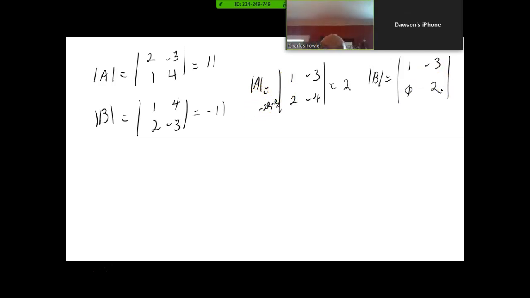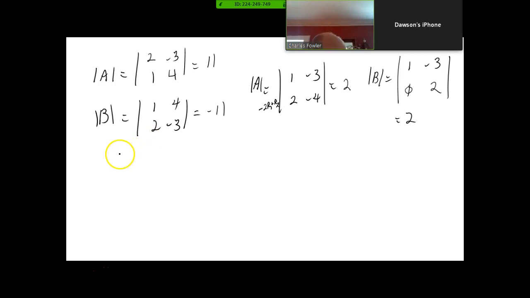Now you want to guess what the determinant of B is? 2. It's an upper triangular matrix. Just multiply the diagonal entries and you got it, 2. So, at least in this example, the elementary row operation of adding a multiple of one row to another row doesn't change the value of the determinant. Exchanging 2 rows negates it. Adding a multiple of one row to another row does not change it.